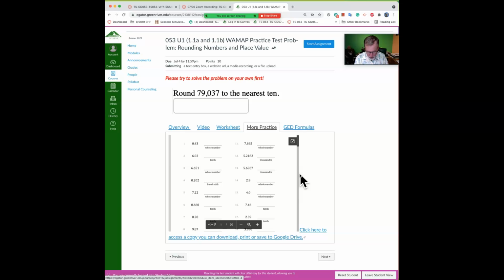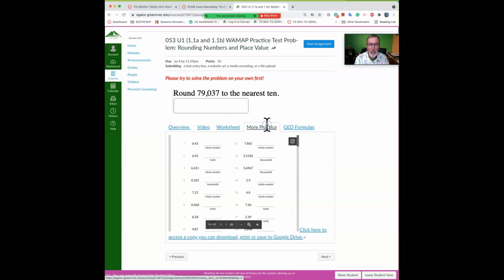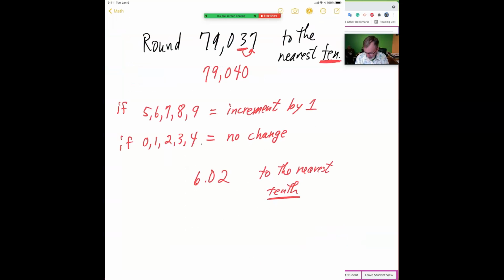To the nearest tenth. Now sometimes those are hard to hear, but tenth with a TH on the end. So if we look at our overview, the tenths column is right here, this first column after the decimal. All right, so we'll take a look at that. 6.02, and let's go back to my tablet. And now we're going to change back to black. So the number in question is in the tenths column, right? So that's the first one after the decimal.